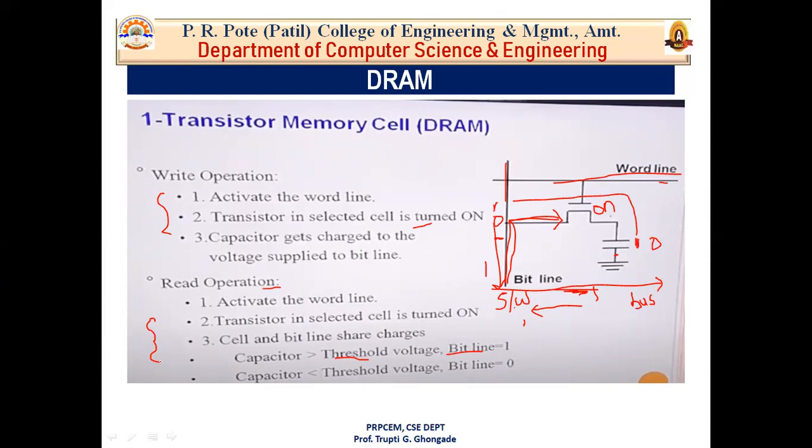In both the cases, we have to activate the word line, and when we activate the word line, the transistor is on. When you are doing a write operation, the information on the bit line is transferred to this capacitor, and the capacitor is charged. When we do a read operation, if what was there in the capacitor is greater than the threshold voltage, then value 1 will be seen in this bit line. And if the voltage of the capacitor is less than the threshold voltage, the value 0 will be seen in the bit line.